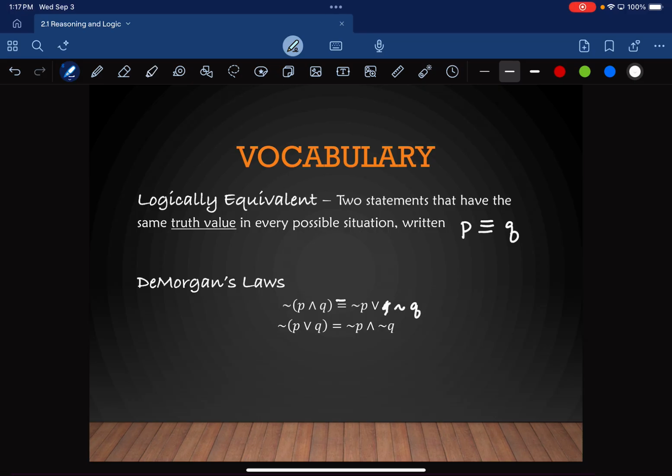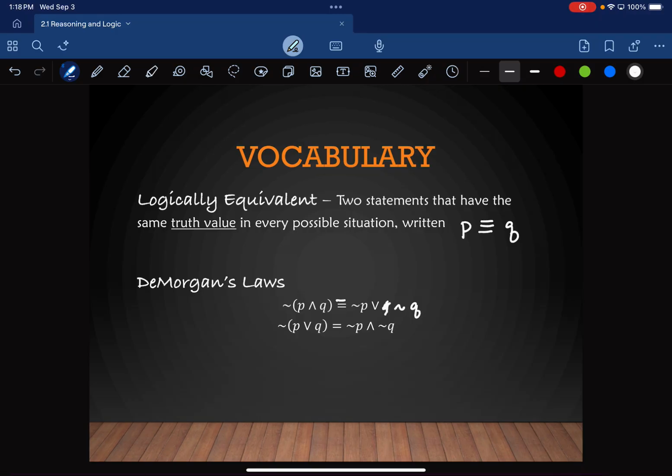And notice the same thing happens when we do a disjunction. When I have the negation in front of a disjunction, which is an or statement, it affects the P, which becomes tilde P. It affects the Q, which becomes tilde Q. And it affects the or in the middle, and the or changes into an and. These are logically equivalent statements, and De Morgan is credited with at least the formalization of this idea.